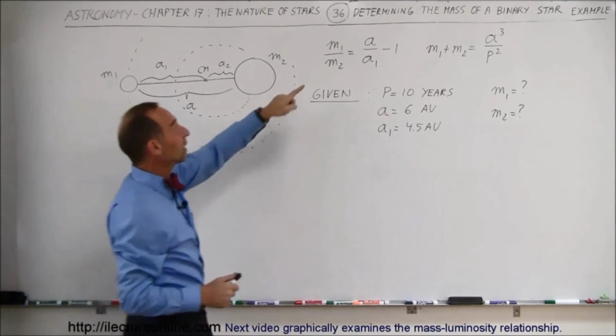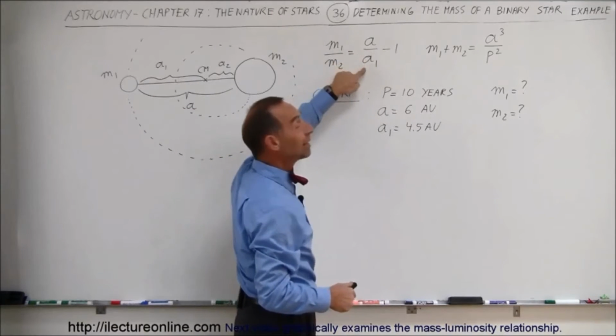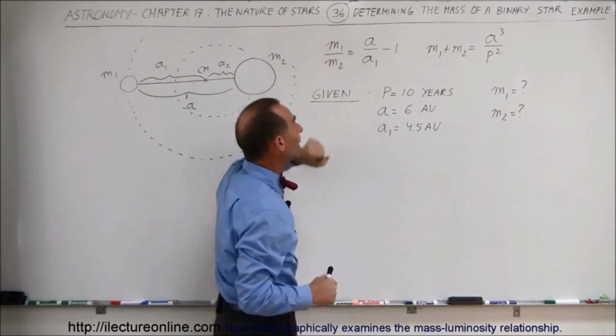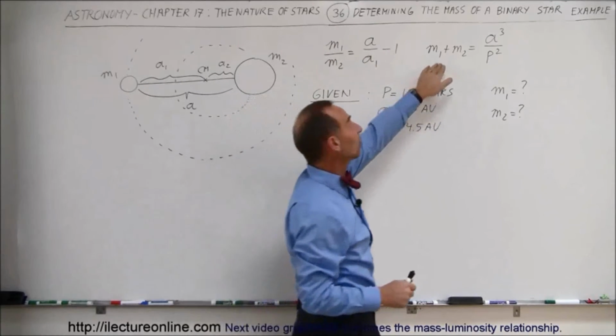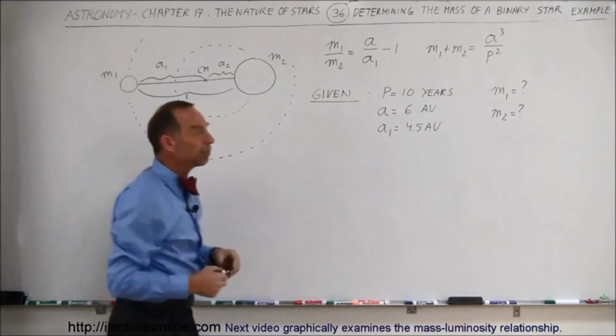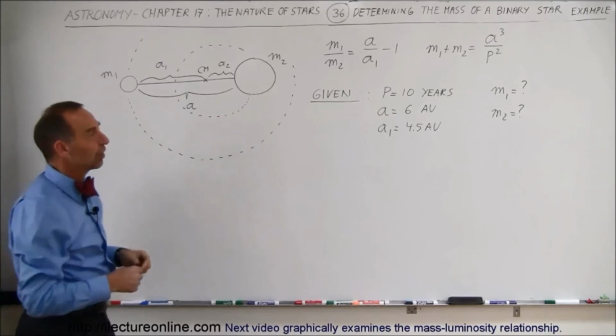And the two equations are that the ratio of the two masses is equal to the distance between them divided by the distance to the center mass of the small one, minus 1, that's when the small one is on top. And the sum of the two masses must equal a cubed divided by p squared, which came from Kepler's third law and Newton's law of motion, and Newton's law of gravity, I should say.